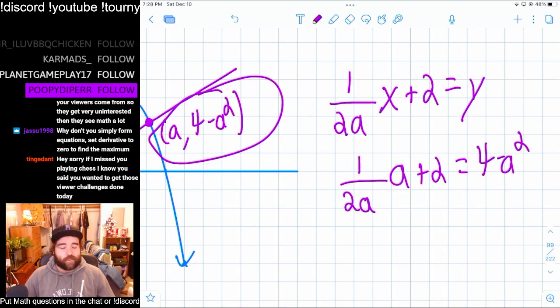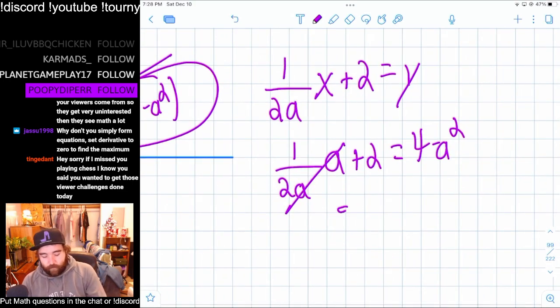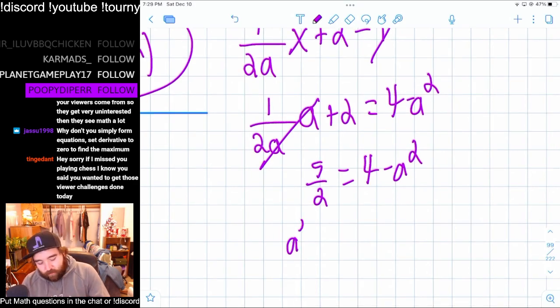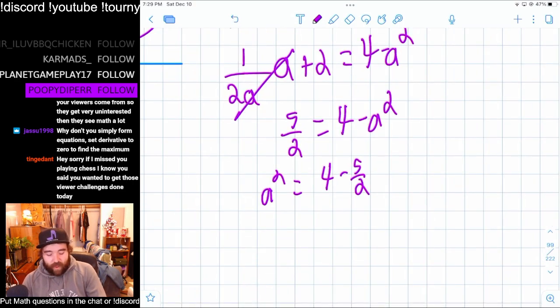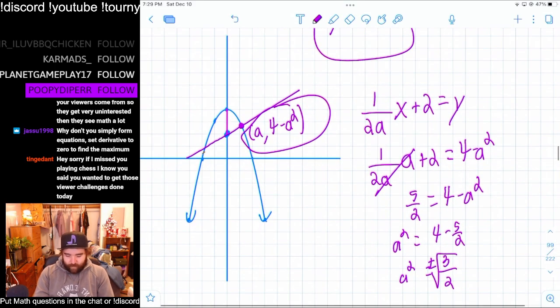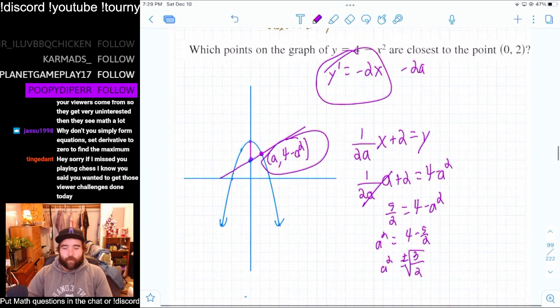And now that you're here, look, you just have one equation that involves one variable, so you can just solve for the variable, and that'll get it for us. So these a's are canceling. So we have 1/2 plus 2, which is 5/2, equals 4 minus a squared. So I'm going to add the a squared over, subtract the 5/2 over, combine those, 8 minus 5, 3/2. So you get a squared equals 3/2, and square root both sides, plus or minus root 3 over 2. That is another way to do that problem.